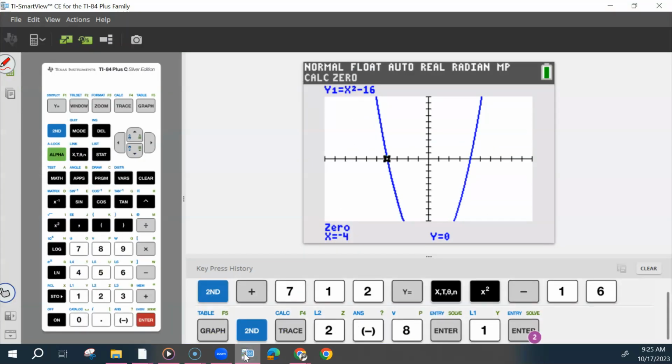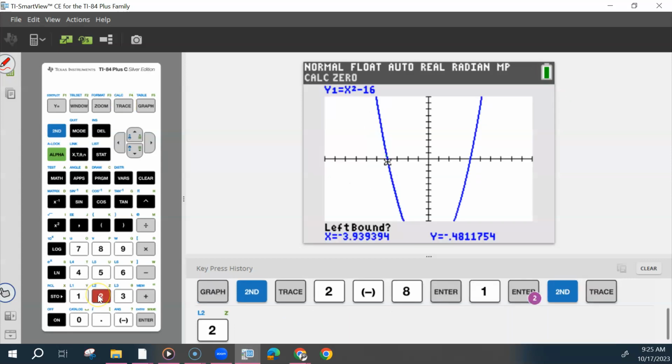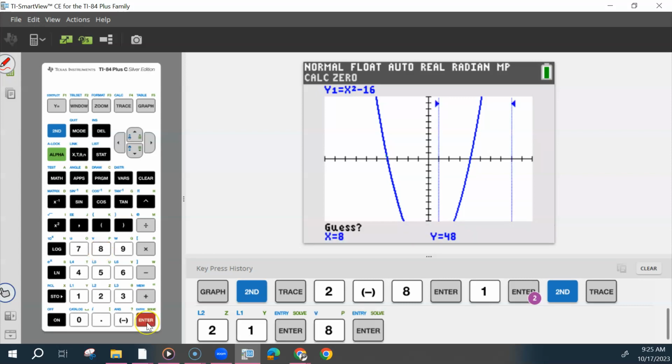I'm going to do it once more so you can see the other one, just in case you missed any of those steps the first time. So second trace, we're going to go into 0. But now I want to find this x-intercept. So I need a number that is to the left of this, but that doesn't go past this. So somewhere in the middle. 1. Sure. I'm going to type in 1 and hit enter. Now I need some number to the right of this. 8. Sure. I'm going to type in 8, hit enter. And then I'm going to hit enter once more. And it's going to tell me what the x-intercept is. So 4 is what I would write.